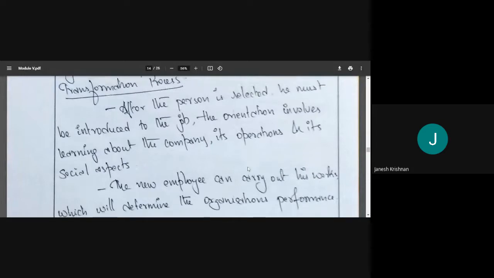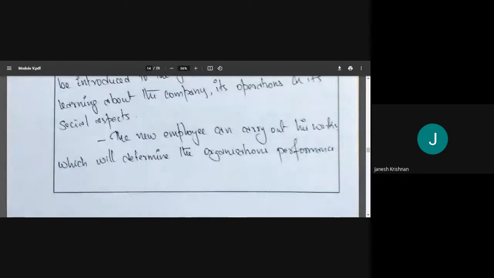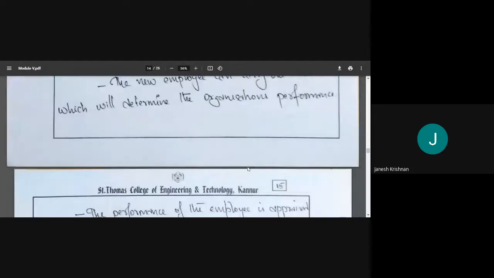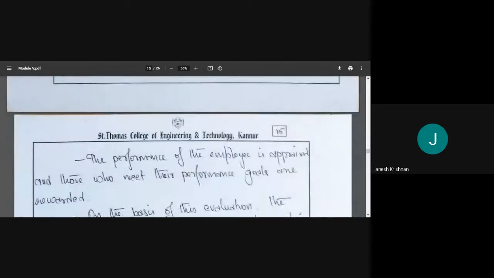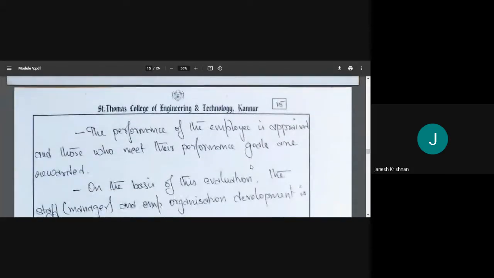So a new employee can carry out his work, which will determine the organization's performance, how well the person is doing the job. The performance of the employee is appraised, and those who meet the performance goals are rewarded. They may be promoted, they may be given a bonus, or maybe they're given extra holidays. Whoever is working best, they will get the benefit also.